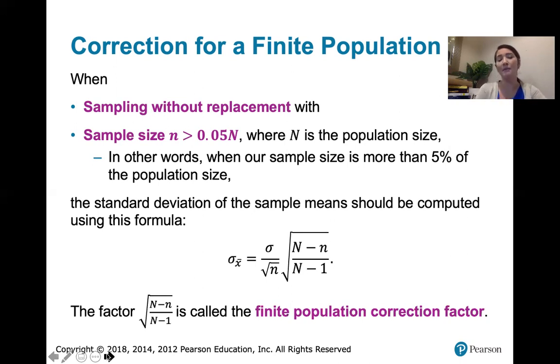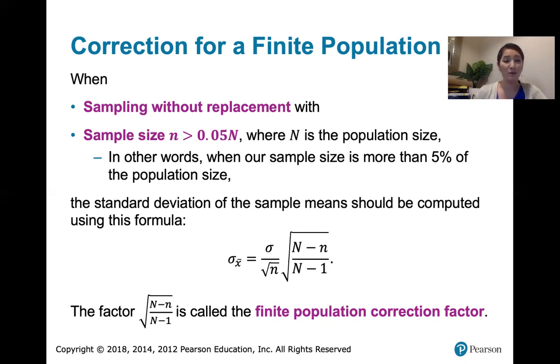The mean of the sample means is still equal to the population mean. The standard deviation is just a little bit different, but we can still use the normal distribution as an approximation. It's just that this would be the appropriate standard deviation for that normal distribution. You're going to use this whenever you're sampling without replacement and the sample size n is more than 5% of the original population size.